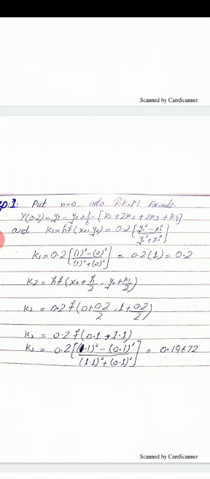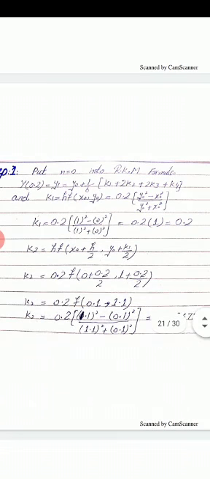And here k1 is equal to h f(x0, y0), where the first value is x0 and the second value is y0. And we know that the value of h is equal to 0.2, and we will put it into our function, which is (y square minus x square) over (y square plus x square). When we substitute the values, we can find k1 is equal to 0.2.